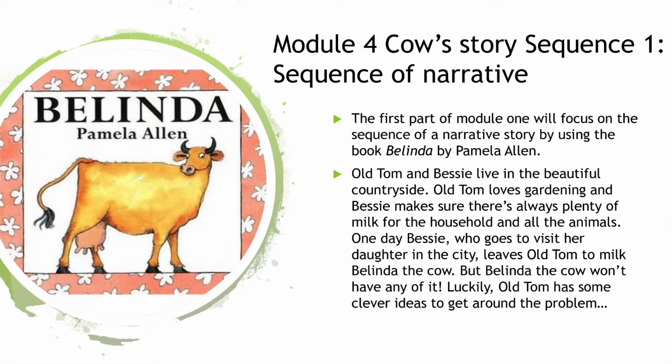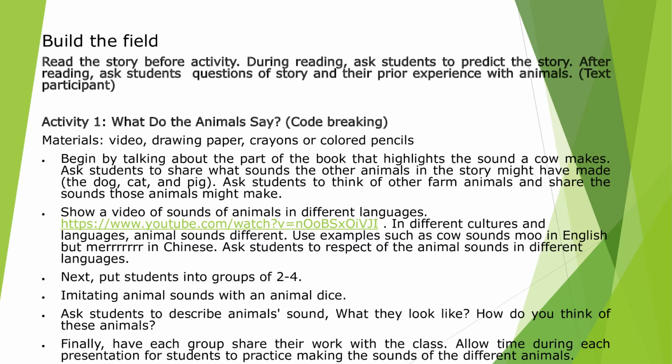For the first sequence, I choose Belinda the cow to teach the sequence of the narrative. My first code-breaking activity is Sound of Animals. This is my best activity for students to engage in my story world to build the knowledge of field. In this activity, we will practice animal sounds with my animal dice and the animal finger puppets I made. Then I will show them a video of animal sounds in different languages.